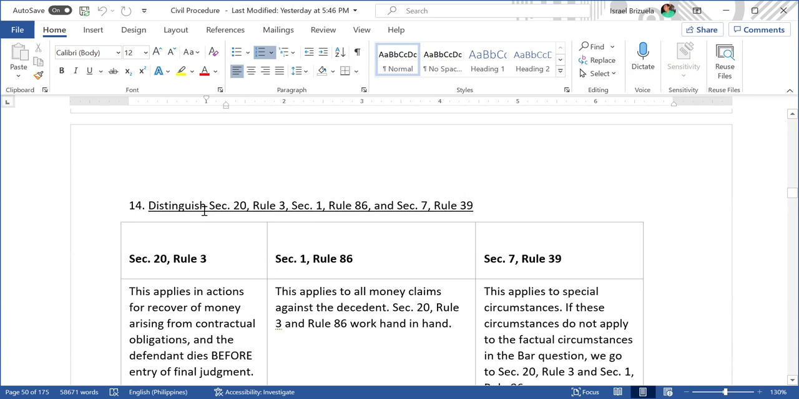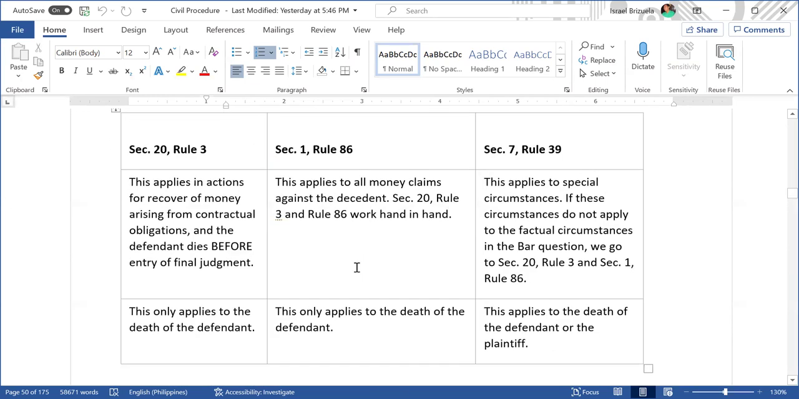Distinguish Section 20, Rule 3, Section 1, Rule 86, and Section 7, Rule 39. Section 20, Rule 3, applies in actions for recovery of money arising from contractual obligations when the defendant dies before the entry of final judgment. This only applies to the death of the defendant. Section 1, Rule 86, applies to all money claims against the decedent. Section 20, Rule 3, and Rule 86 work hand in hand.